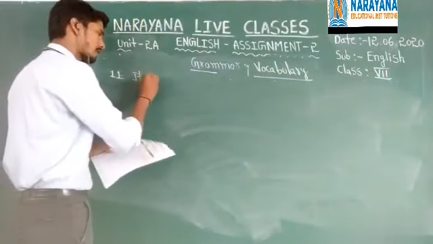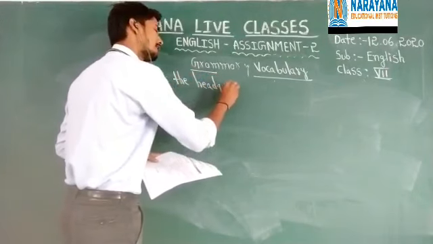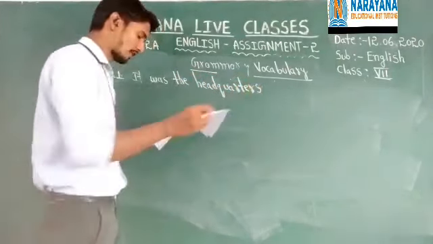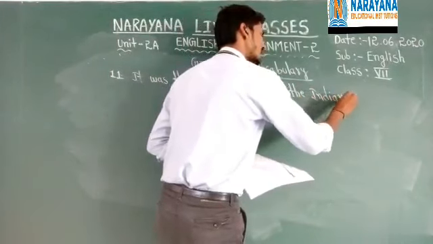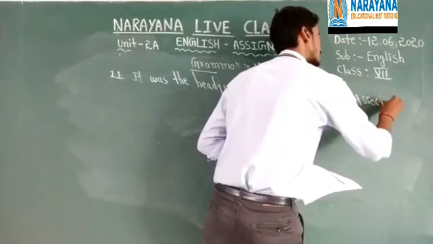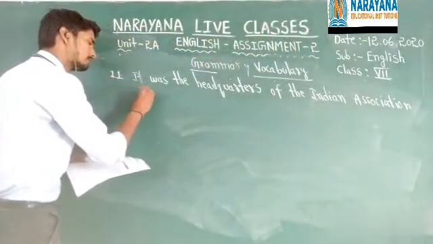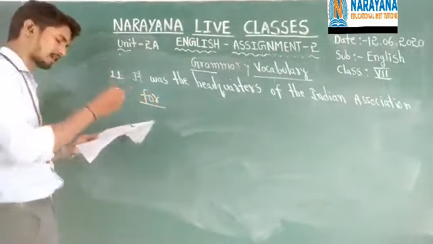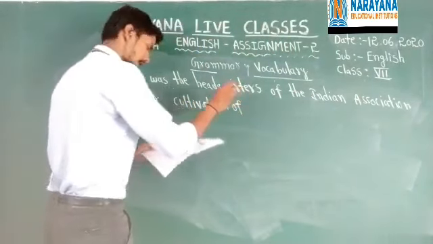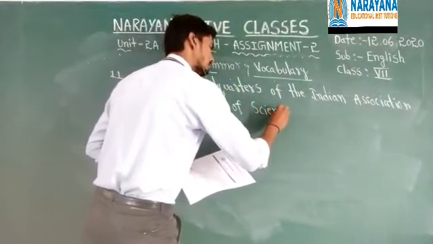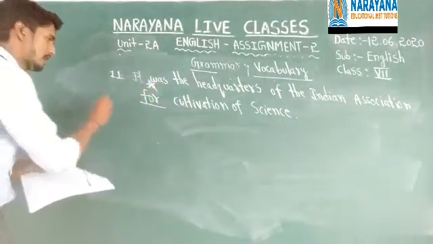It was the headquarters of the Indian Association for Cultivation of Science. Here they have given 'to', but the proper preposition is 'for'. So instead of what they have given there, it's a wrong one, right?